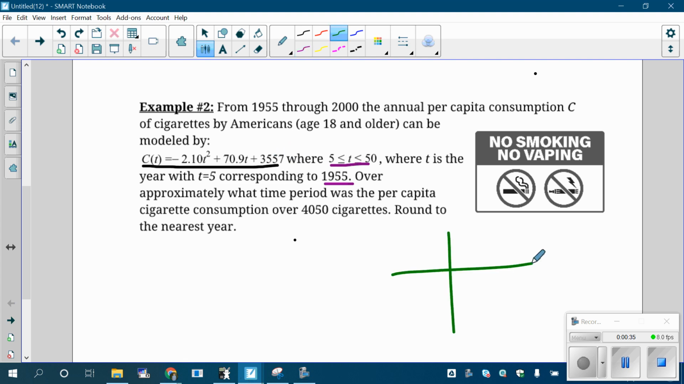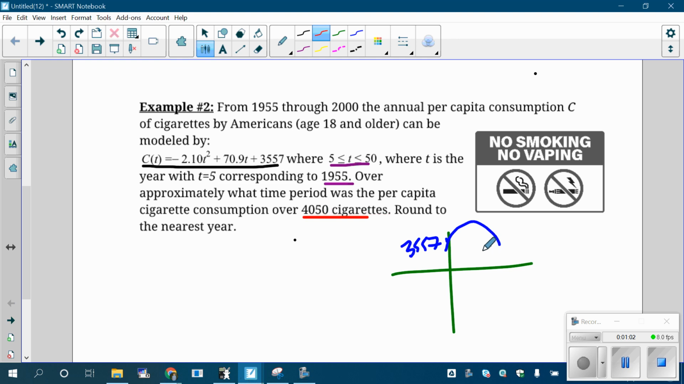If you want to sketch a little graph in your brain, you should. It looks like this, and this is 3,557 y value. So keep that in mind when we're trying to fix our window. They're asking over what time period was the per capita cigarette consumption over 4,050. Well, they're telling me a number of cigarettes. They're telling me a y value, and they're asking when is this above that y value.